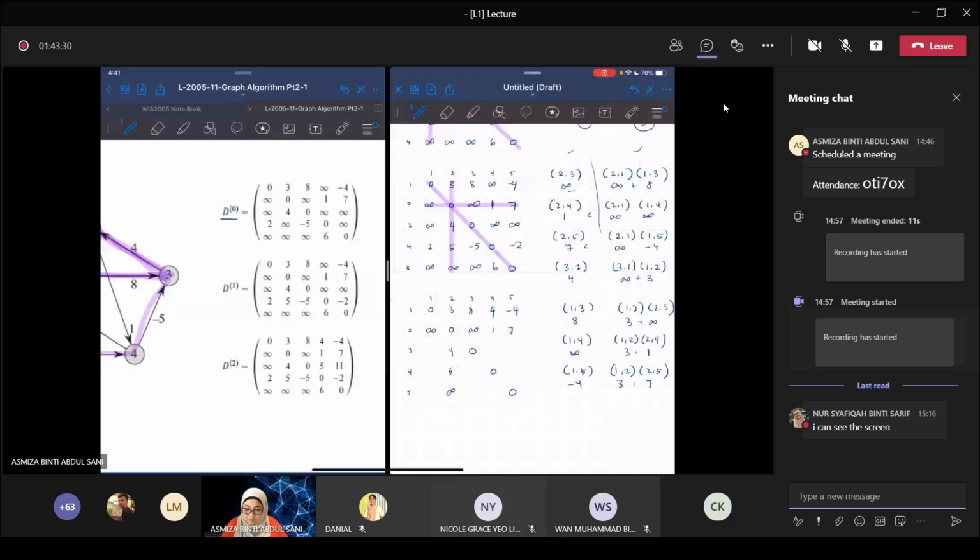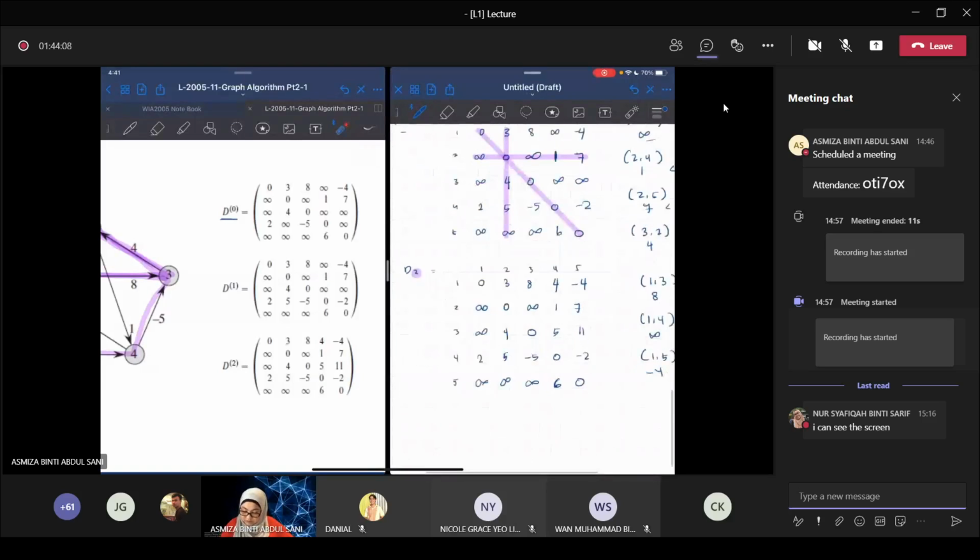We find what is 3, 1 going to 3, 2, 2, 2, 1. And then we fill up the matrix. You are going to get this matrix for D2. Again, I'm just going to skip and copy this one in. So 3, this one will be infinity, 4, 0, 5, 11, 2, 5, -5, -2, infinity, infinity, infinity, 6, 0. Okay, so this would be your D2.